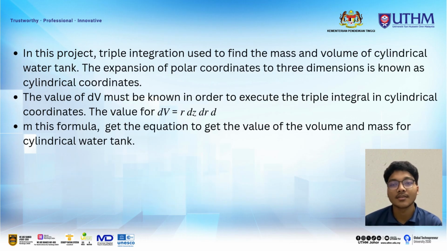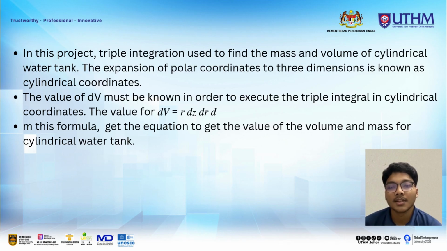Okay, so we focus on using triple integration to calculate the mass and volume of cylindrical water tank. In situations where the shape of the object is 3-dimensional and symmetrical like a cylinder, using cylindrical coordinate is more efficient than Cartesian coordinate. Cylindrical coordinates are basically an extension of polar coordinates into 3D. They use the variables r, θ, and z to represent radius, angle, and height.